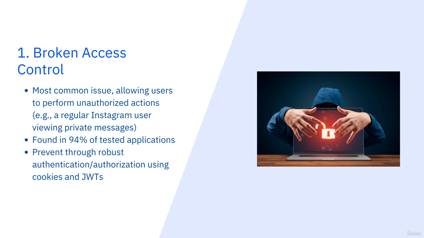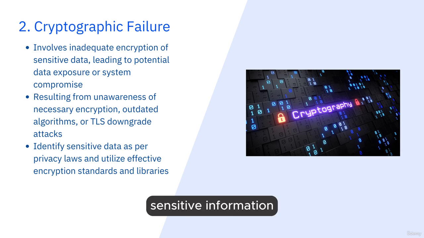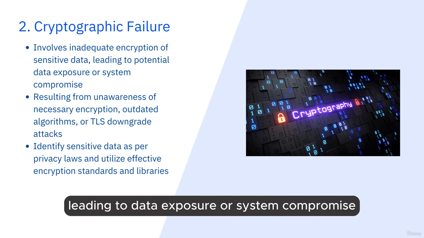In web applications, it is crucial that applications use robust authentication and authorization through cookies and JSON web tokens. Next is cryptographic failures, which occurs when a web service fails to encrypt sensitive information leading to data exposure or system compromise.